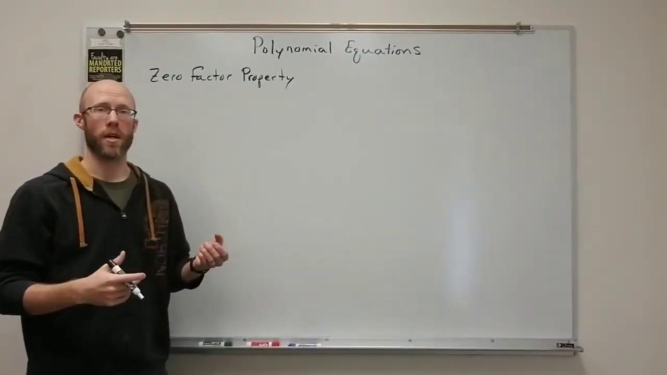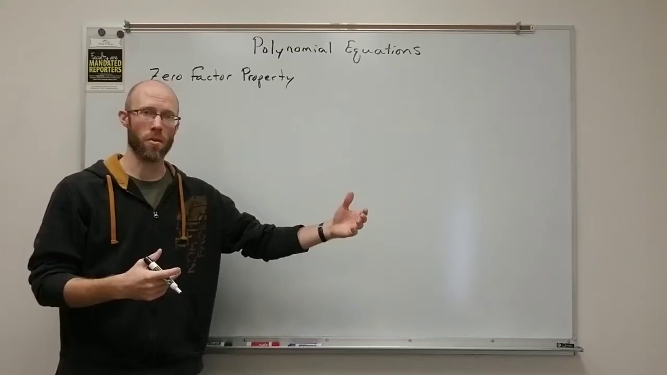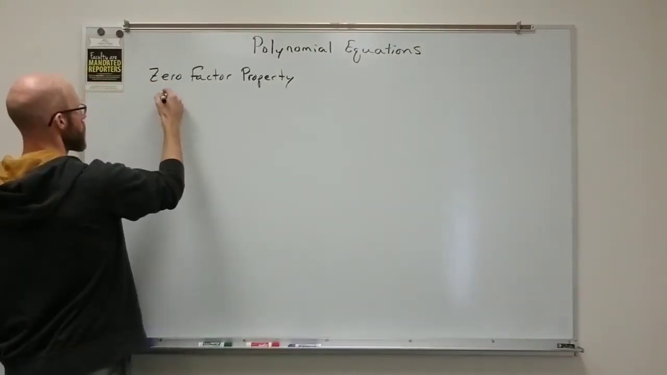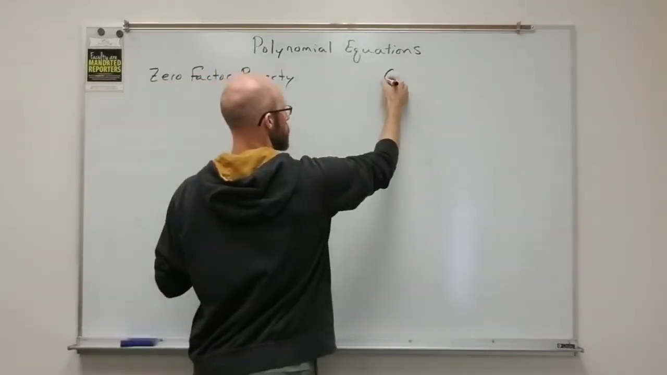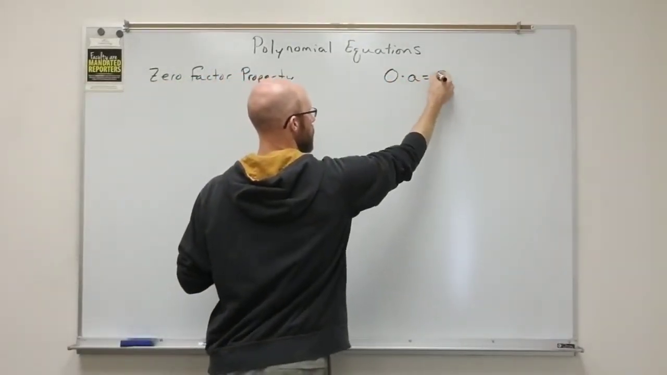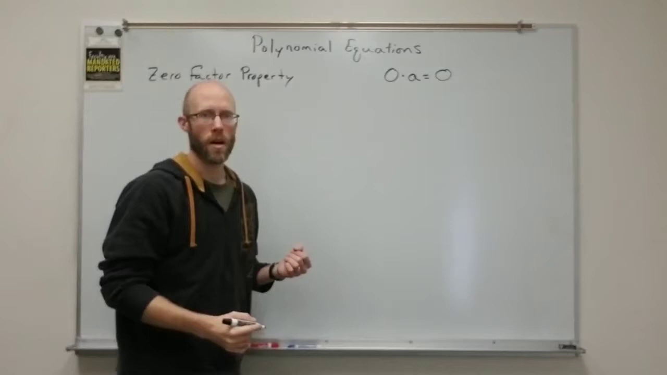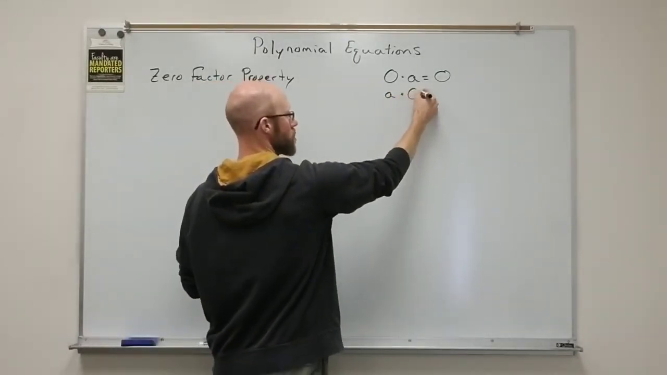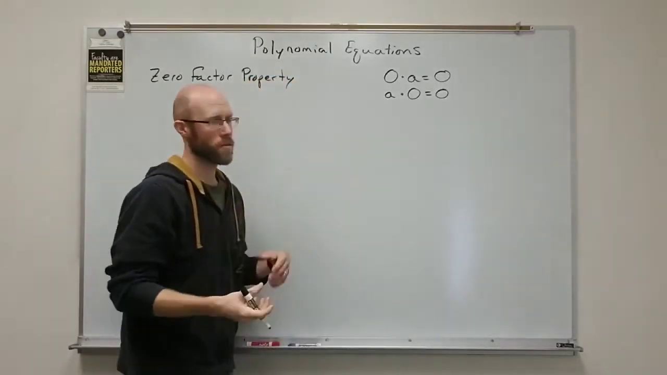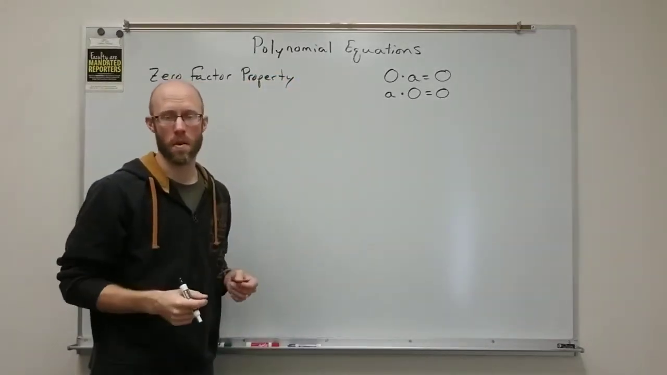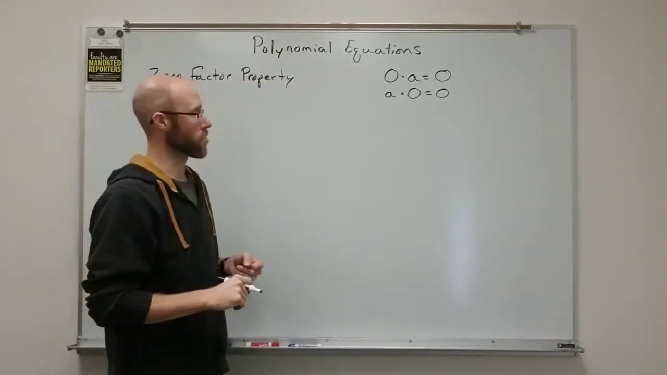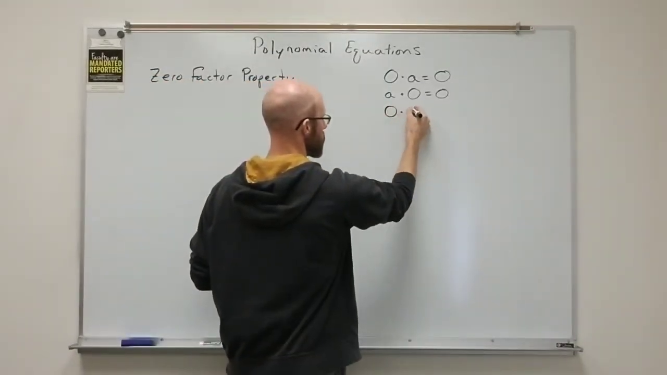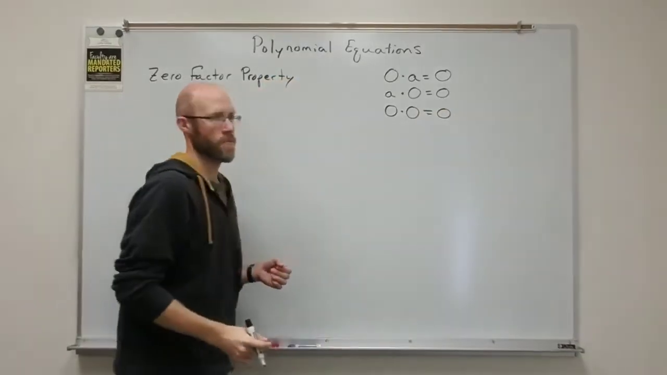But did you also know that the only way to get a product of 0 is to multiply by 0? You probably know that 0 times any number is 0, and any number times 0, because multiplication is commutative, you can switch the order. It doesn't matter whether the 0 comes first or last. You also probably know that 0 times itself is 0.